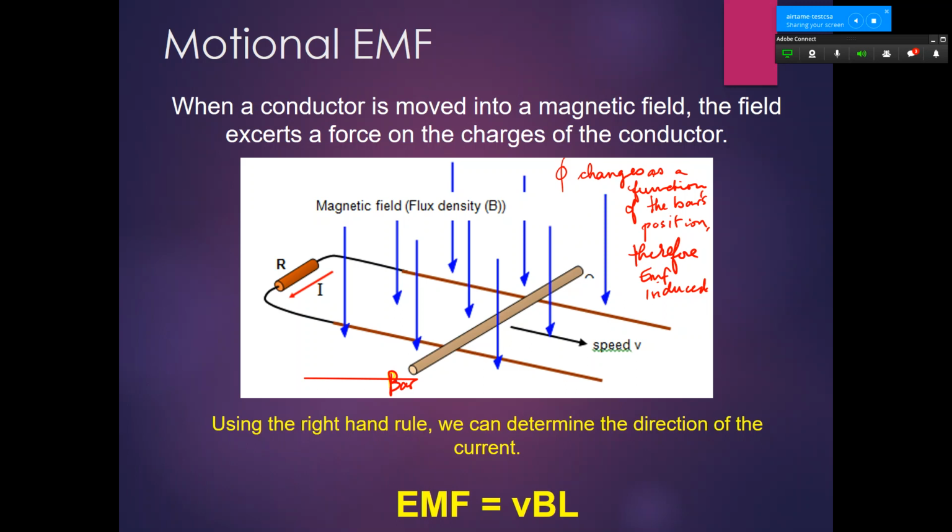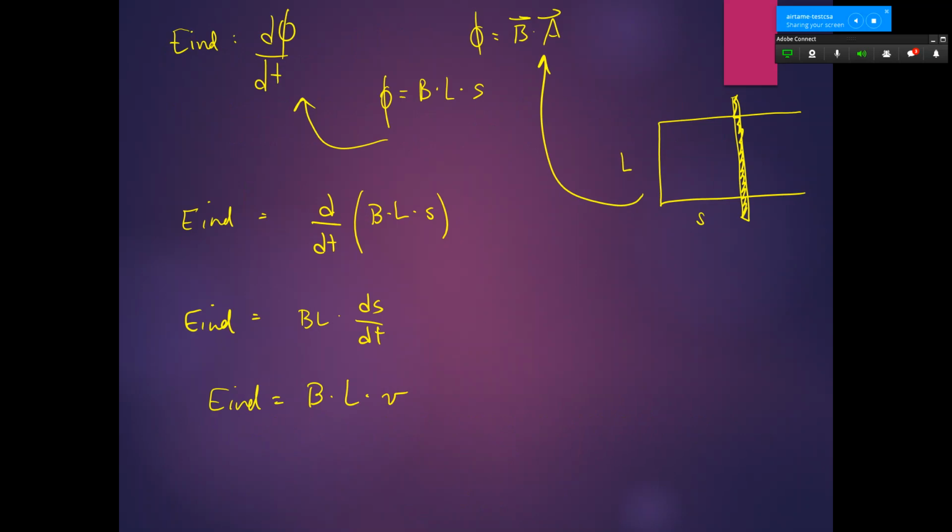The bar is changing the area because the area, if we go into my drawing here, is L times S, and S is the position of where my bar is. If I move my bar here, my S is going to be smaller, and if I move my bar here, my S is going to be bigger. The current is going to go where the bar is, because the bar is also conductive. So the circuit is made by the bar and not wire.